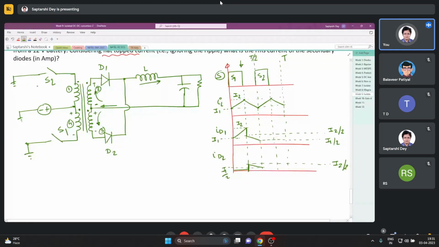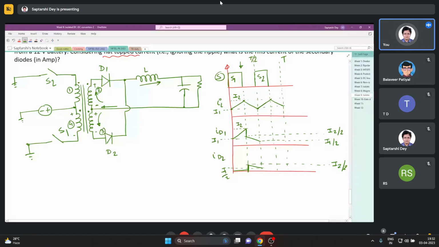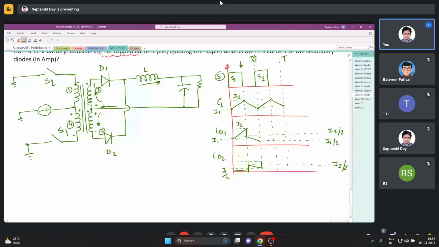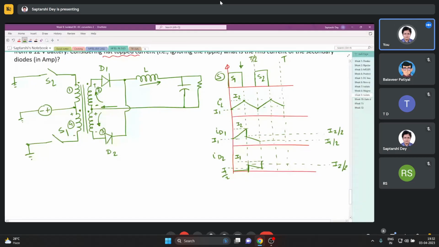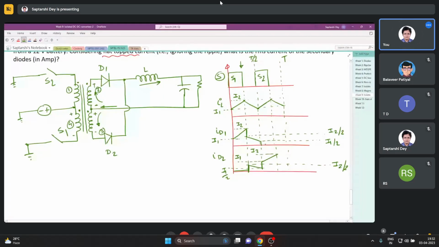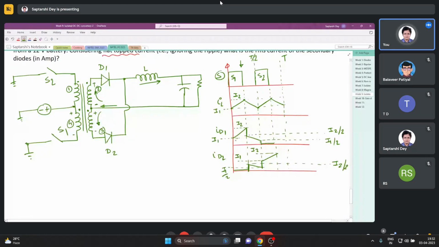But you see, when S2 is turned on, the inductor current is switched to D2 completely. That is, whatever the inductor current is now, that much is the diode current ID2. So the diode current will now jump to I1 from I1 by 2. Then it will follow the inductor current up to I2, and during this time ID1 will not carry any current.